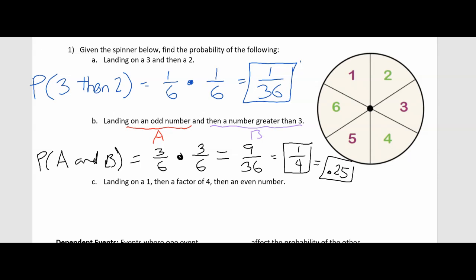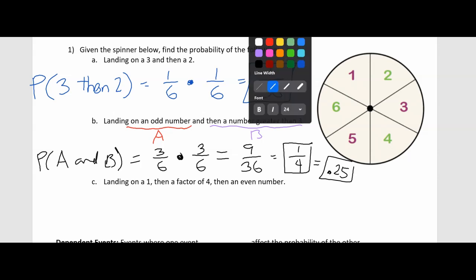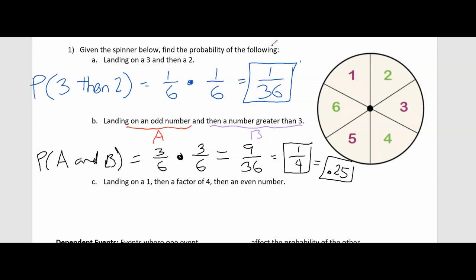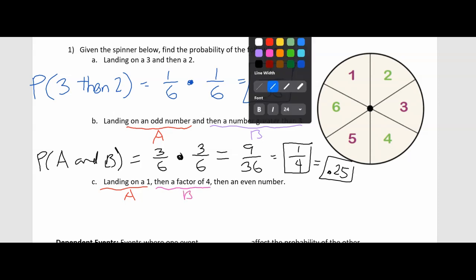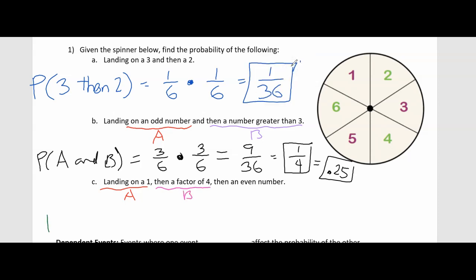On to our last one. First event is landing on a 1. We'll call that event A. Second event is landing on a factor of 4. So you can see they're testing some different math skills in these probability problems. If you don't know what a factor is, it's going to be unlikely to get this problem correct.